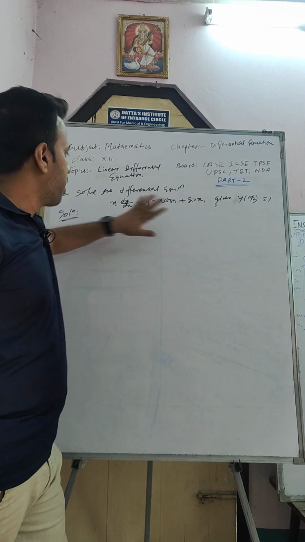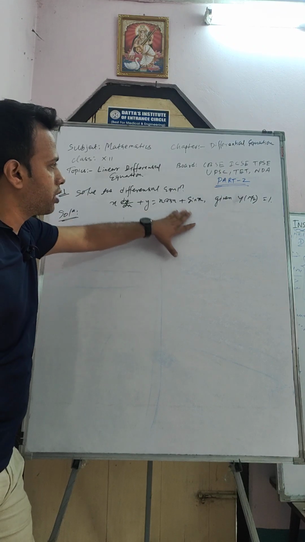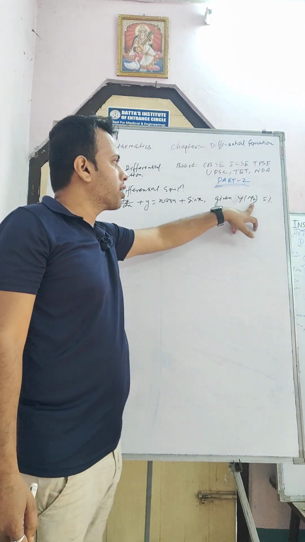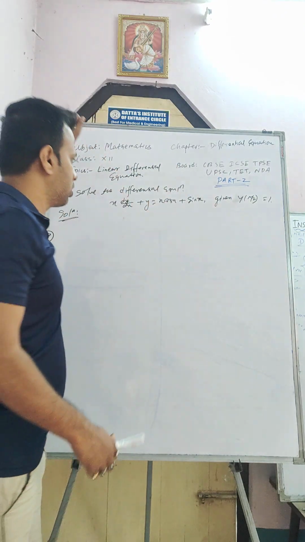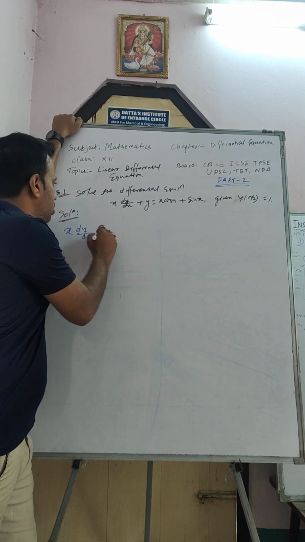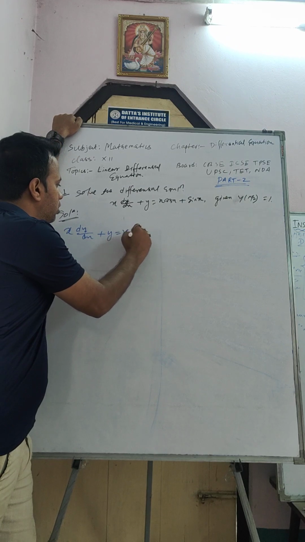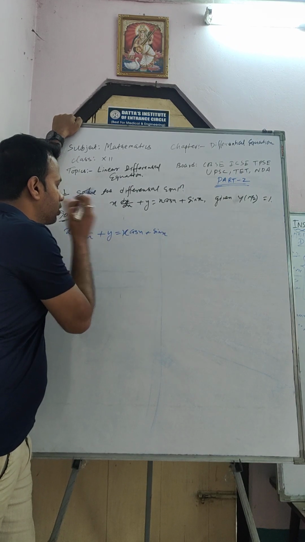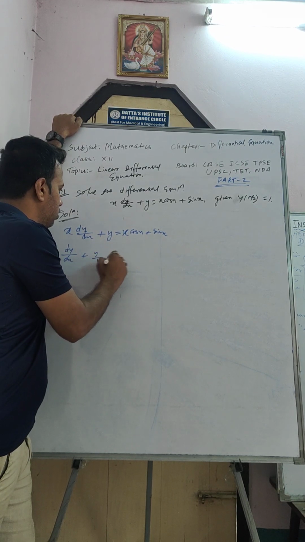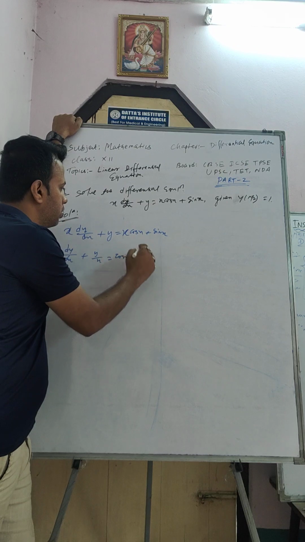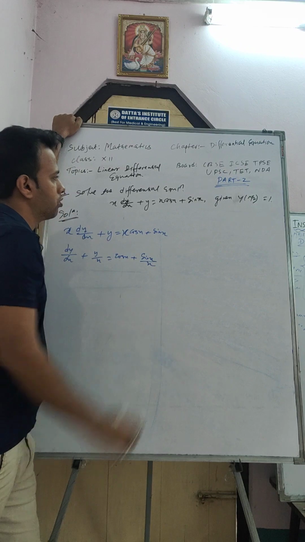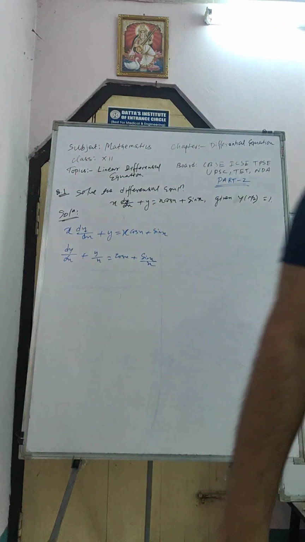x dy/dx plus y equals cos x plus sin x, given y of pi by 2 equals 1. That is, when x equals pi by 2, y is 1. So let's try: x dy/dx plus y equals x cos x plus sin x. Now dy/dx plus y by x equals cos x plus sin x by x.